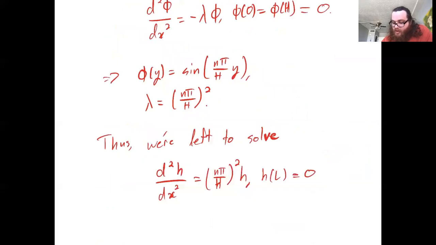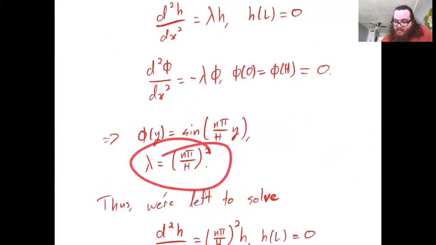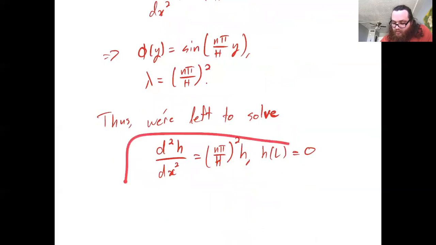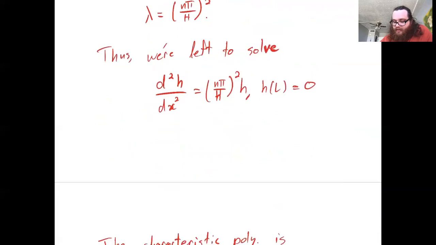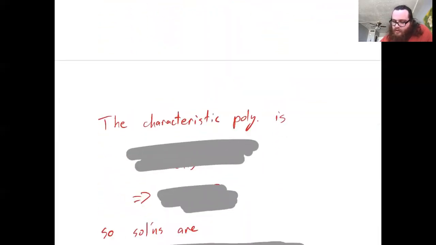So as I said, plugging in what we've computed lambda to be, the h ODE, this is what we're left with, with one boundary condition. I mean, technically there are two, but we'll bring in the fact that u of x comma y is equal to g1 of y. We'll bring that in here in a little bit. Okay, so this is the ODE that we're now left to solve.